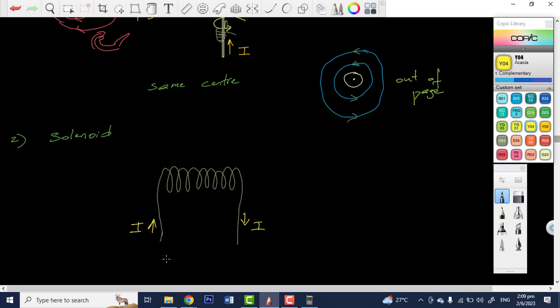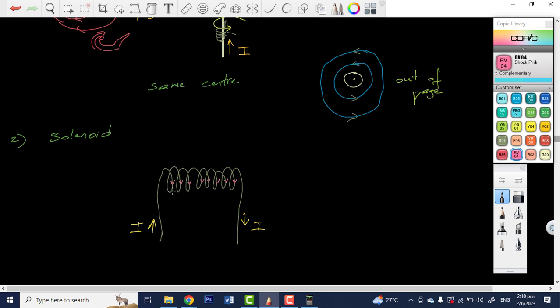That makes sense? So the current is flowing. It's going to go down in the front, up in the back, down at the front, up in the back, down, right, like that. So I'm just using these to show how the current is flowing in this solenoid.